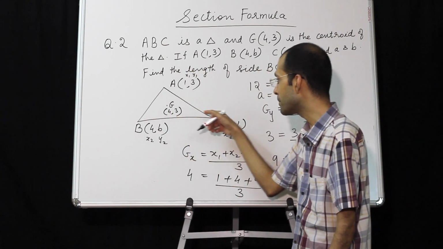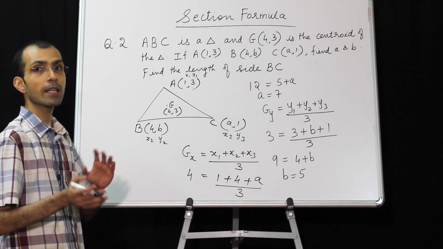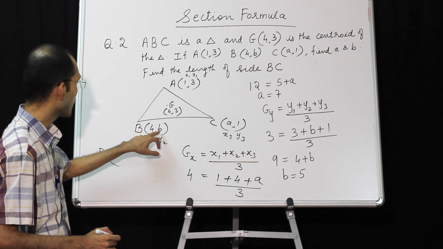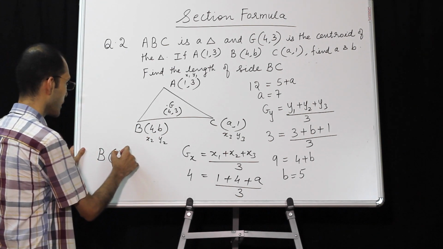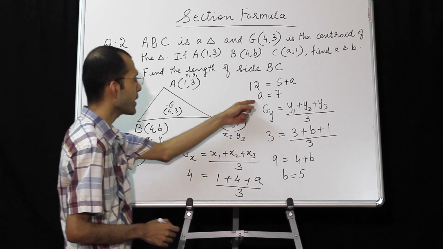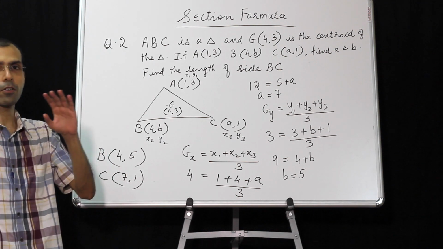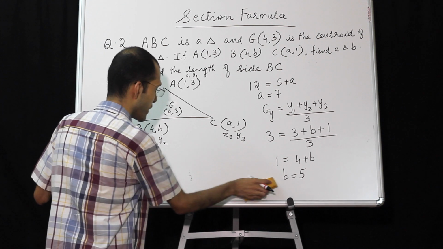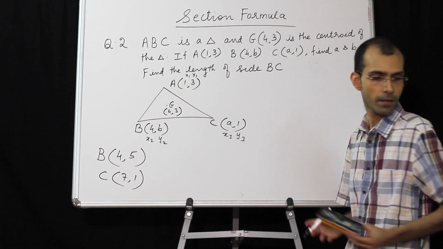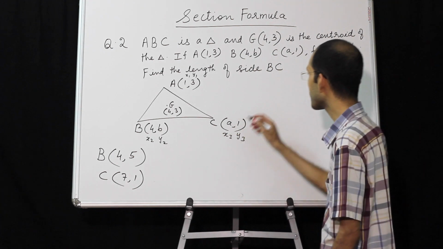Now what do we need to find? Length of side BC. How will we find length of side BC? By using distance formula. So now B is (4, b). But what is b? 5. So B will be (4, 5) and C is (a, 1). A worked out to be 7. So (7, 1). Now we got the complete coordinates of B and C. So we can find length of segment BC by using distance formula. So this will act as x1, y1. This will act as x2, y2.